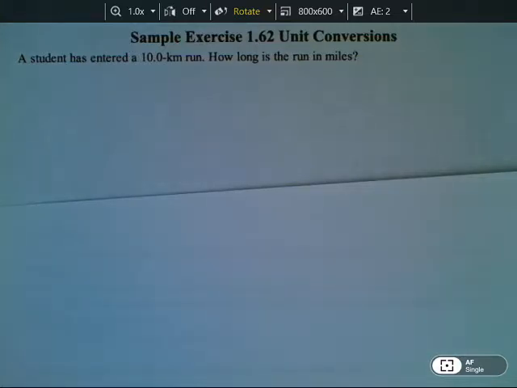All right, AP, let's look at yet another sample problem. Looking at unit conversion. Let's get a little bit of a longer one. So a student has entered a 10.0 kilometer run. Aside from that being a horrible decision, how long is the run in miles? Definitely try this on your own. Press pause if you need to, because here comes the solution.